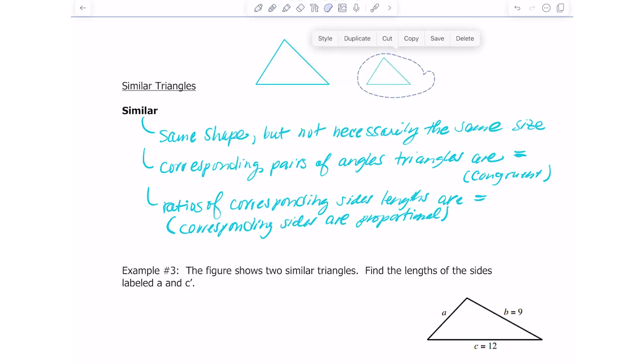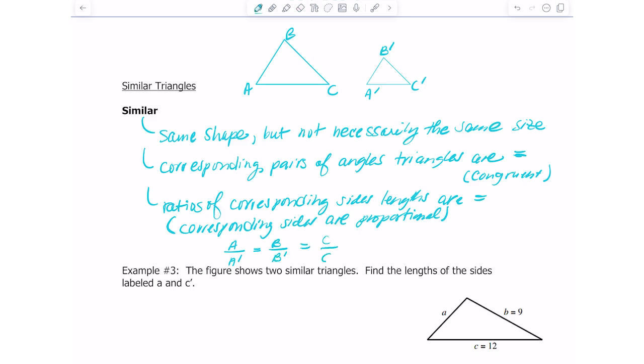The corresponding side lengths are proportional, which means the ratios of the corresponding side lengths are equal. So if I call this A, B, and C, and then this one A prime, B prime, and C prime, then I know that A over A prime is going to be the same thing as B over B prime, which is the same thing as C over C prime.